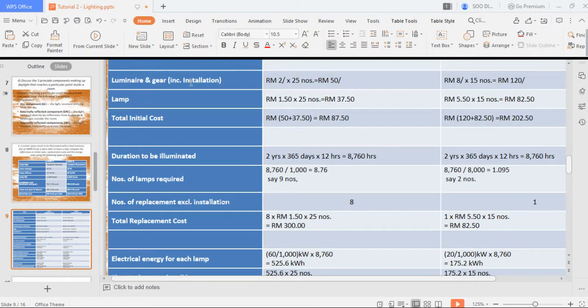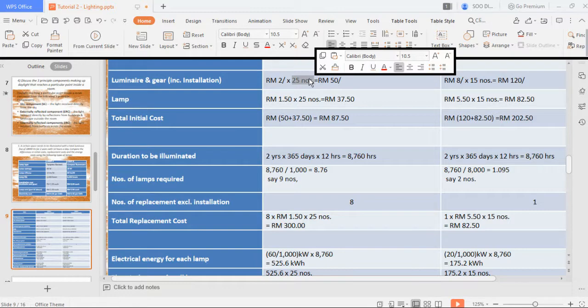Okay, so then you need to find out the initial cost. So how much is it to replace and to install? The first is the installation. So you need to make out the light point. You know that you require 25 lamps, so you need to install 25 light points.